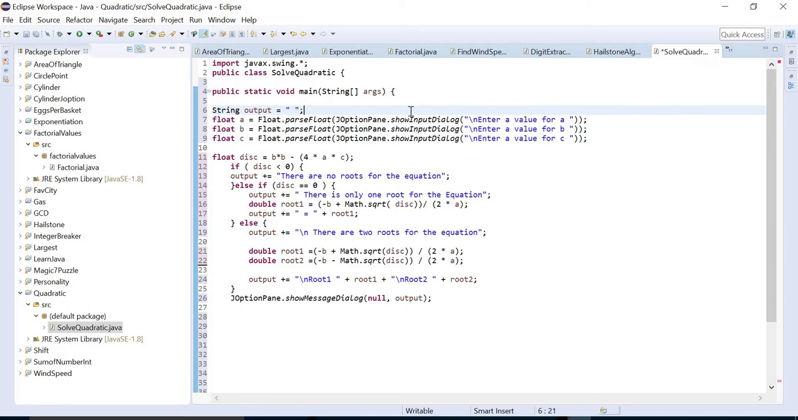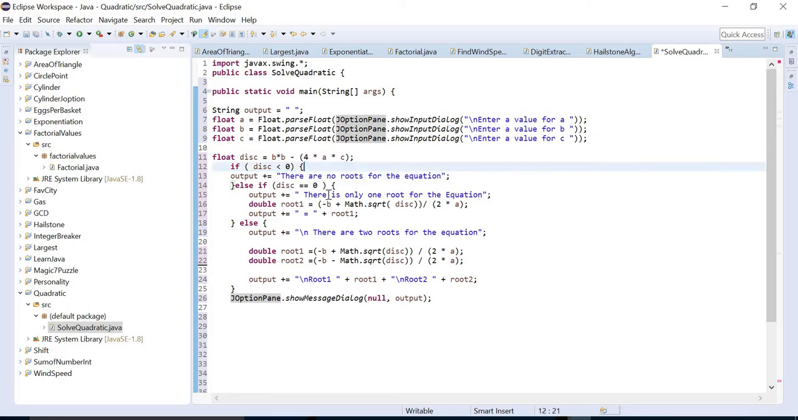Public class SolveQuadratic, because that's the class name. What am I arguing? Argue the system. Okay. String output equals nothing right now. We're just saying that it exists. There's going to be an output. Okay. Now float A, float B, and float C. We say enter a value for A, B, and C in the showInputDialog.